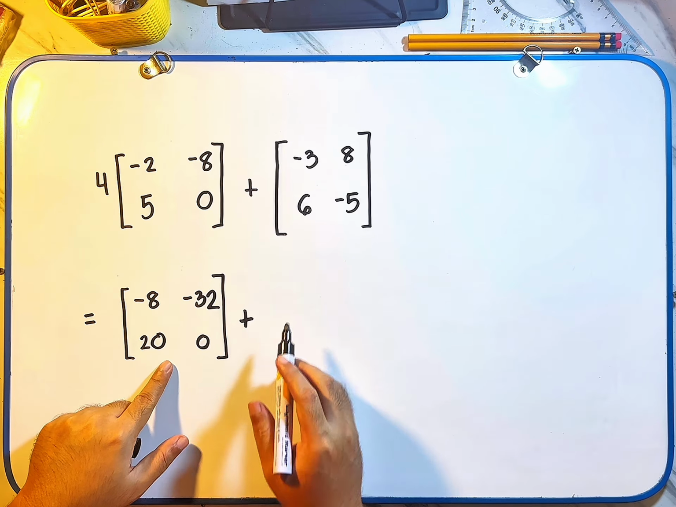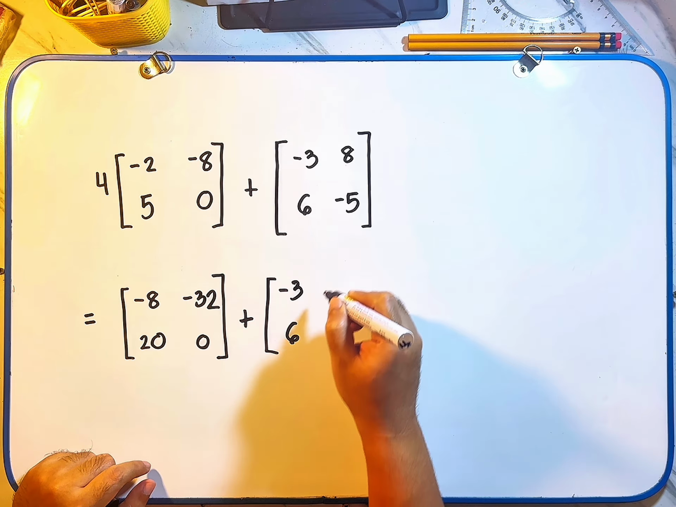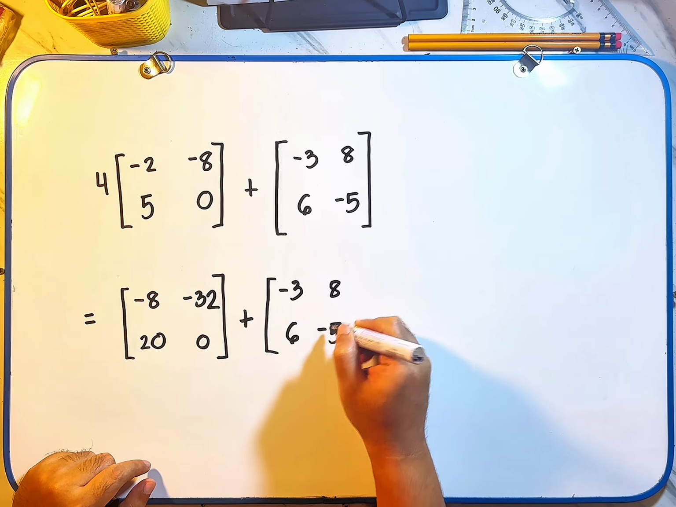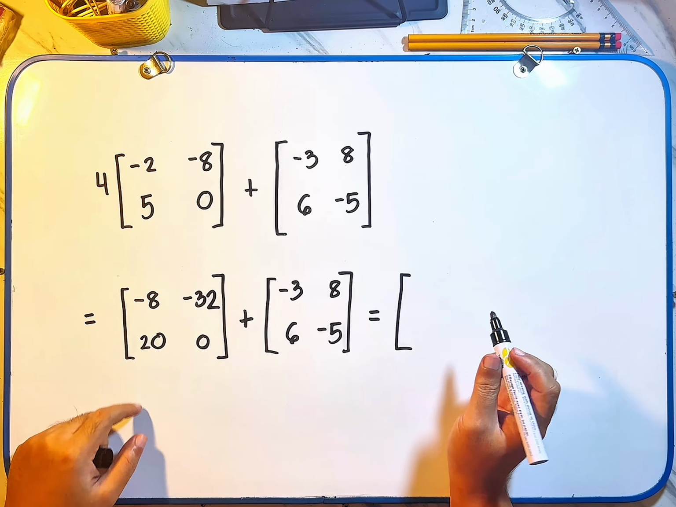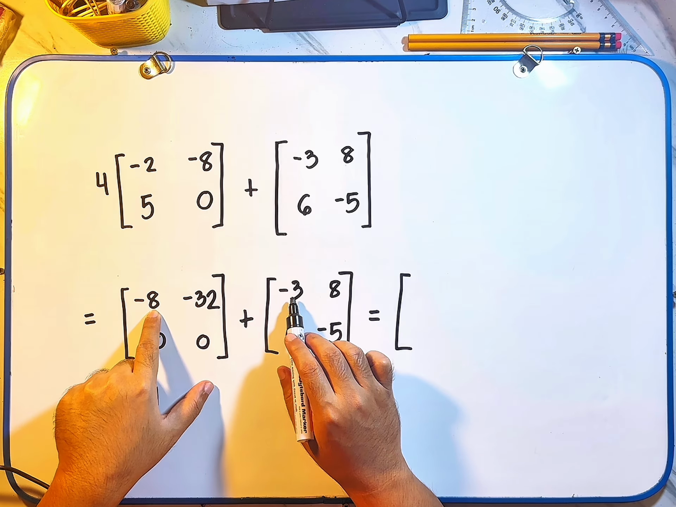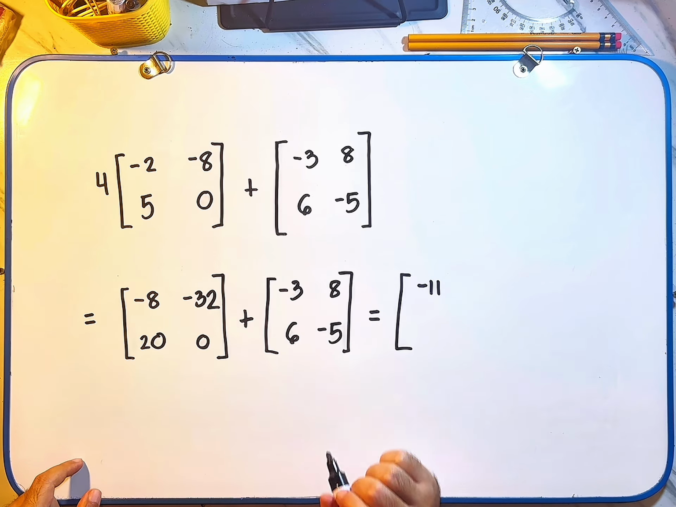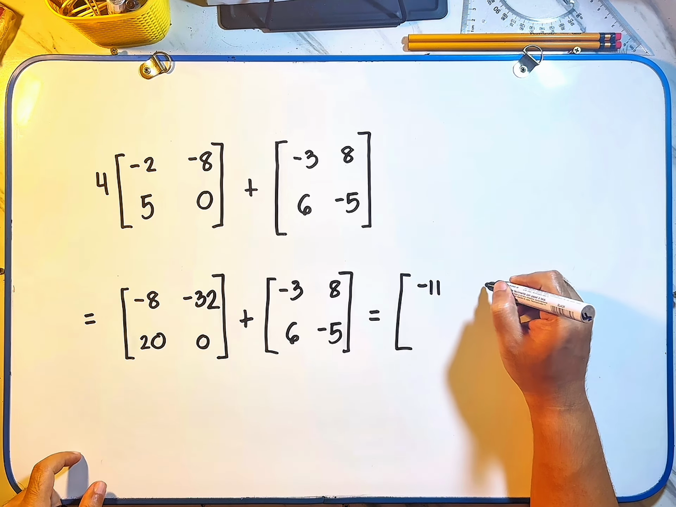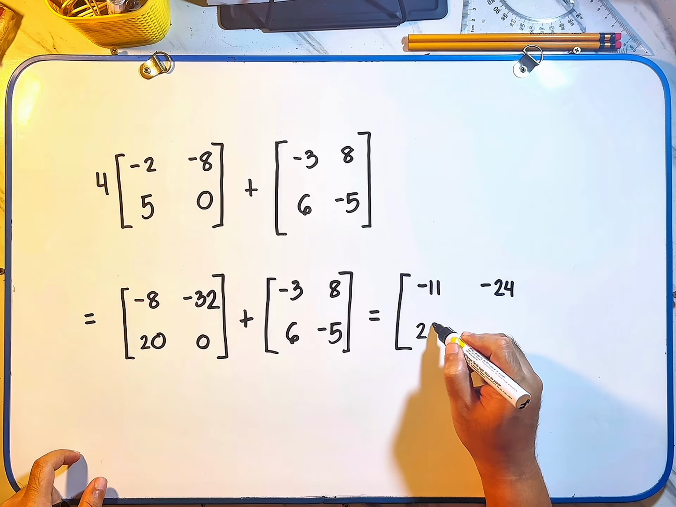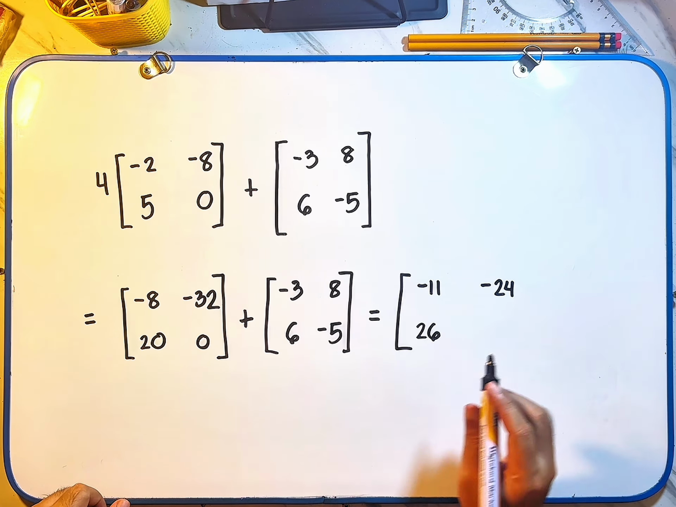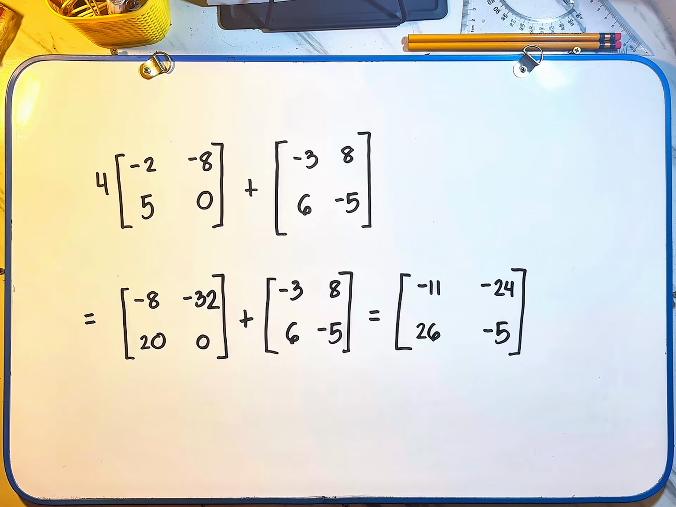Now we can actually add this to this matrix over here. So we have -3, 6, 8, and -5. Let's just add. All right, so -8 plus -3, -11. -32 plus 8, that's -24. 20 plus 6 is 26. And 0 plus -5 is -5. Therefore, this is the answer.